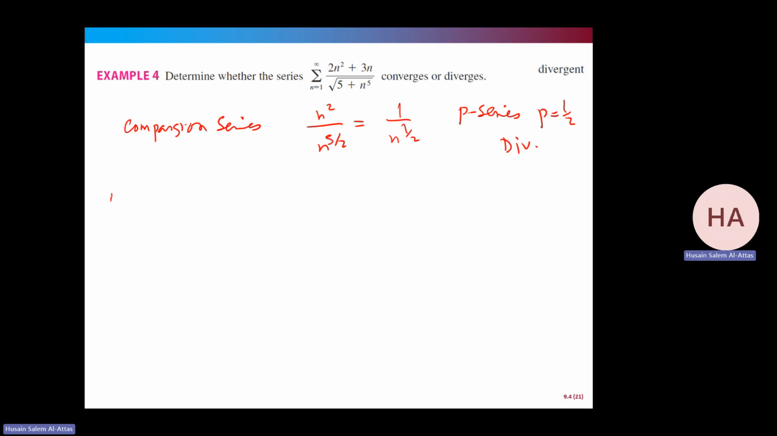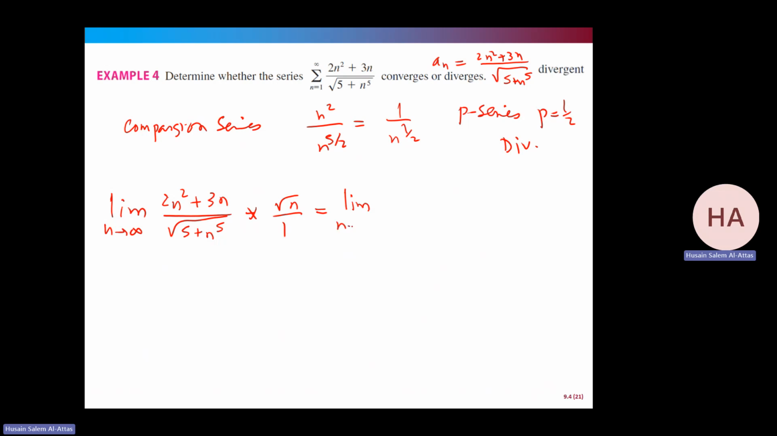Now let me do the limit. Limit as n goes to infinity. This is my an. An is 2n squared plus 3n over the square root of 5 plus n to the power 5, times the reciprocal of bn, which is square root of n over 1. Now it's just a matter of calculation. That will give me a positive and finite number.